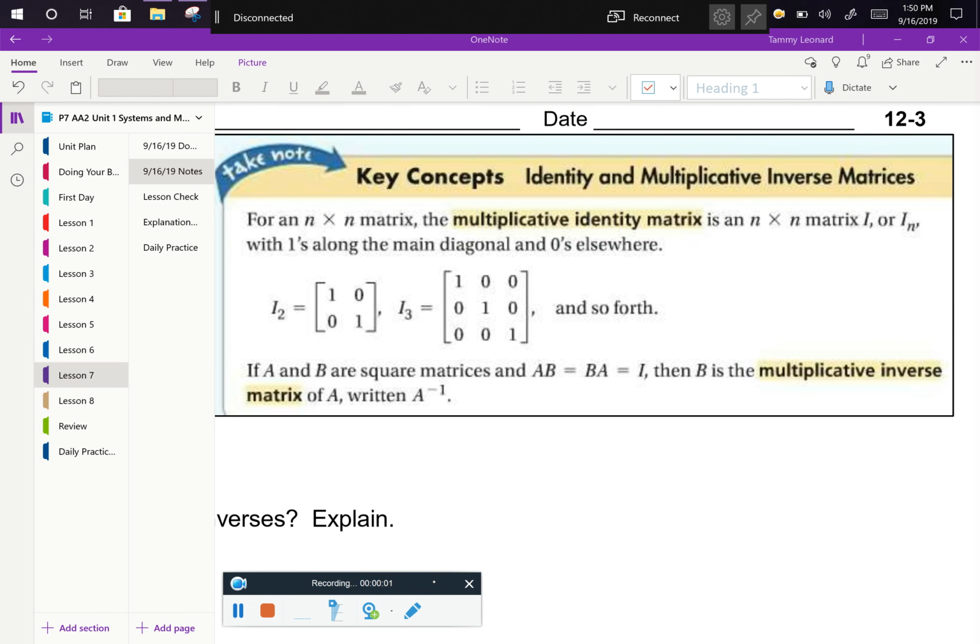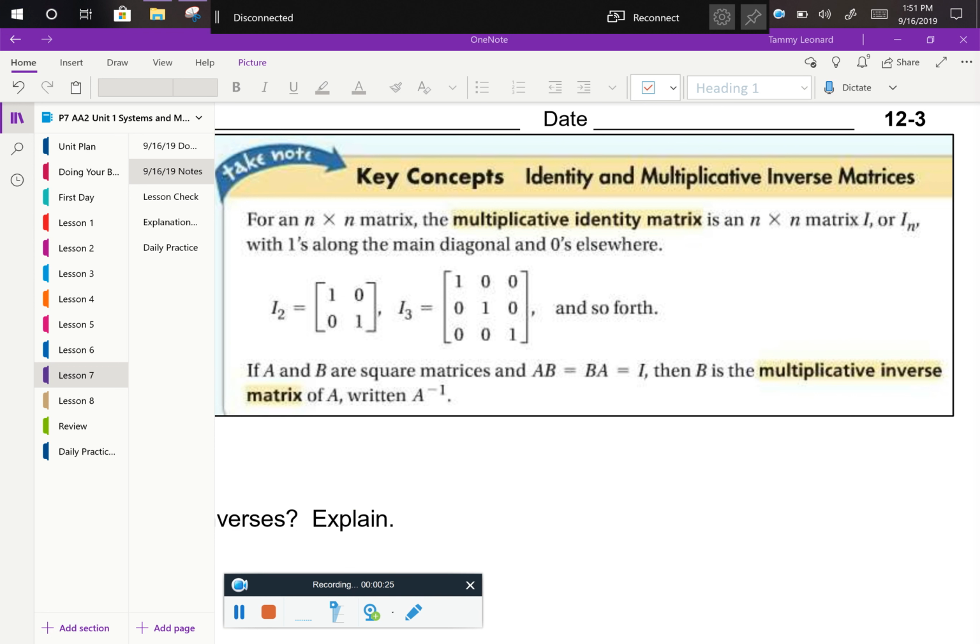Okay, so we were just discussing the fact that we can't divide by a matrix, so we have to use the multiplicative inverse. And the main point of today is, how do we find out what that multiplicative inverse is? But first we have to understand some basics. So the first basic is what's in this box, the idea of the multiplicative identity matrix.